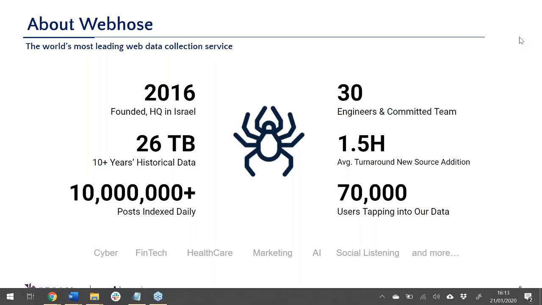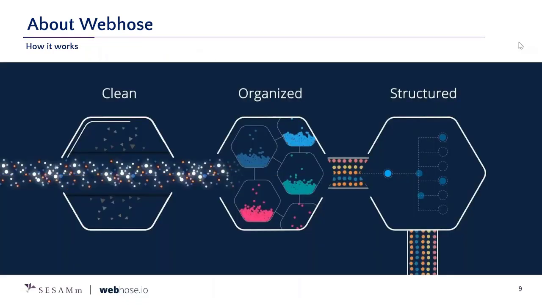in machine-readable formats. We have more than 70,000 users, nearly 30 terabytes of historical data, and more than 10 million documents crawled per day. Our bots continuously scan, structure, clean, index, and store the data in our vertical content repositories and make it available to consume on demand.